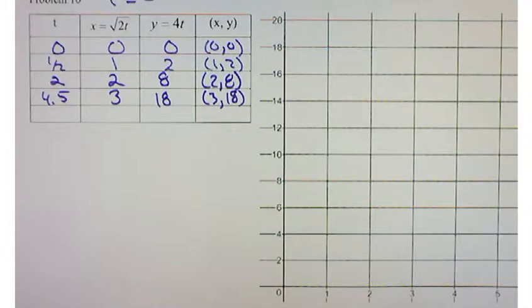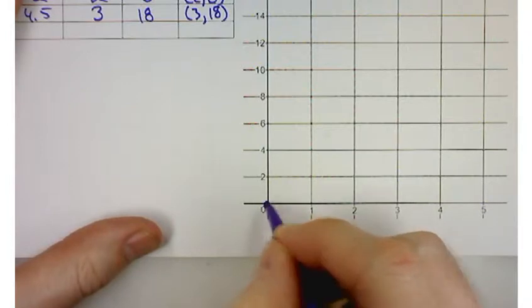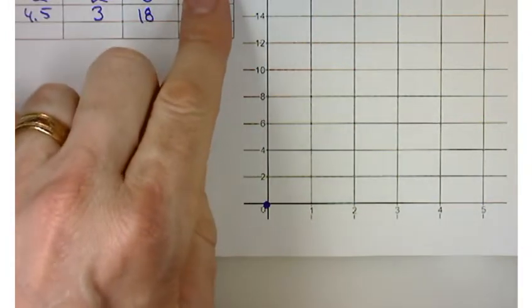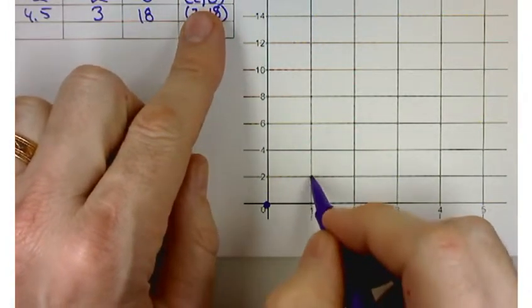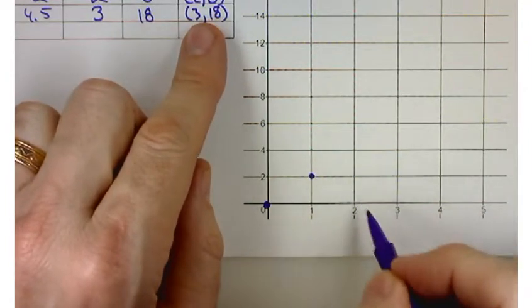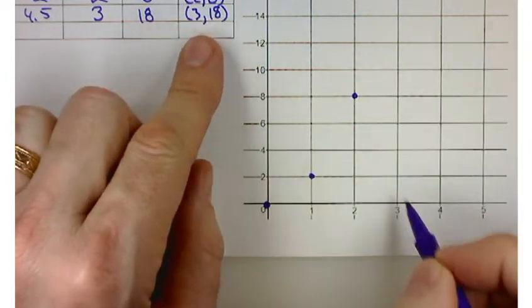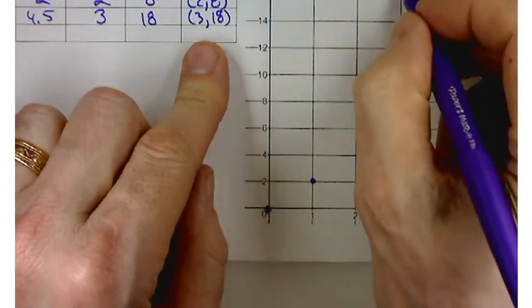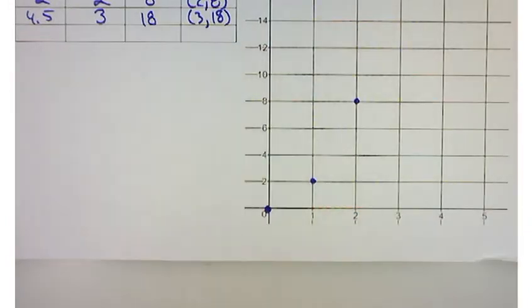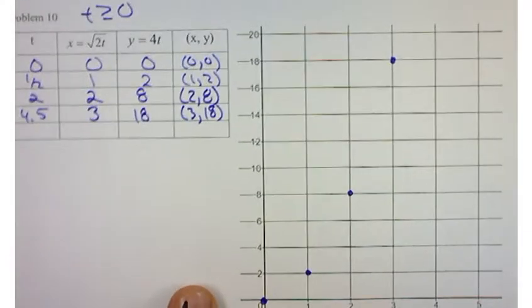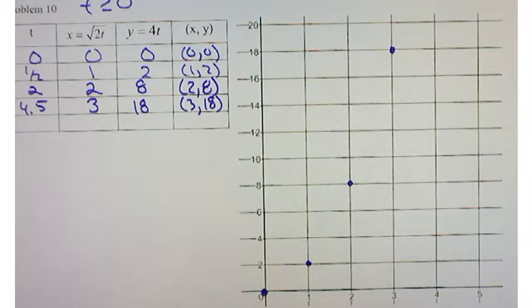So let's put these points on our graph. It's going to give it some orientation. You're going to start out at 0, 0. And we're just going to plot these points, right? And then it's 1 and 2, 2 and 8, and 3 and 18. All right. What's the shape of this looking like to you? If you had to say, well, it kind of looks like this, what would you say this is?